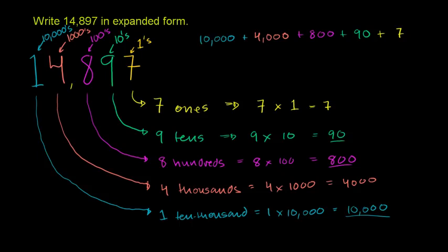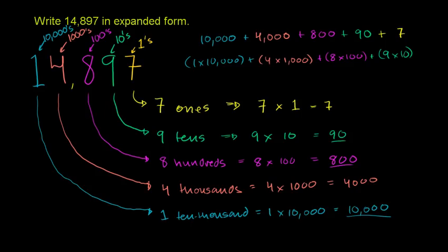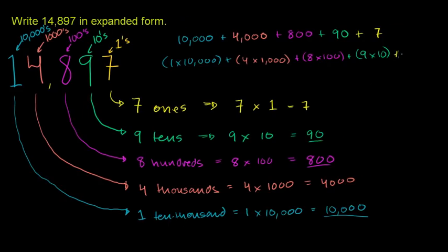Or you could use this version of it, depending on what people consider to be expanded form: 1 times 10,000 plus 4 times 1,000 plus 8 times 100 plus 9 times 10 plus 7 times 1. So either of these could be considered expanded form.